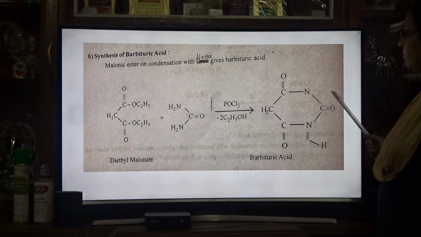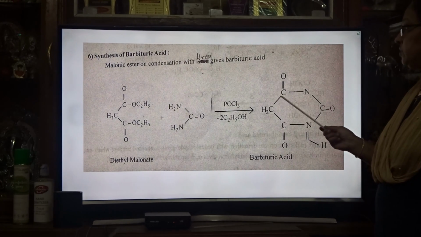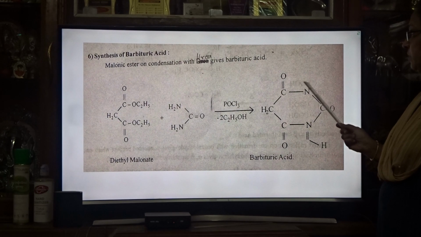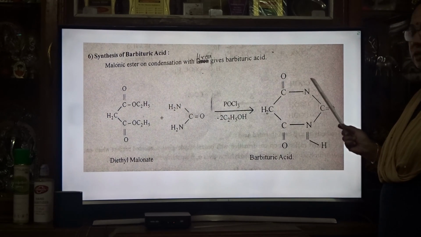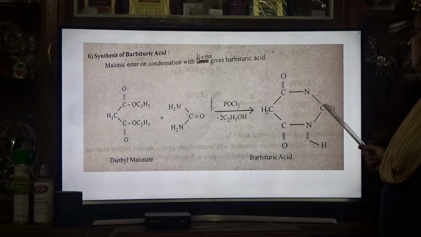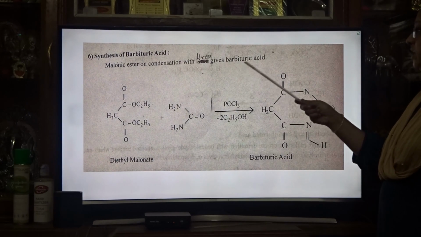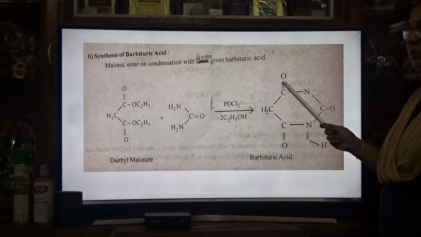It is a cyclic compound. Very important. Sometimes the structure of barbituric acid is also asked. So this is the barbituric acid structure. So from malonic ester we can also prepare barbituric acid.